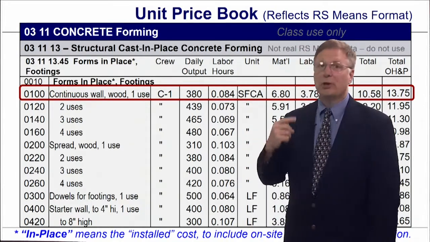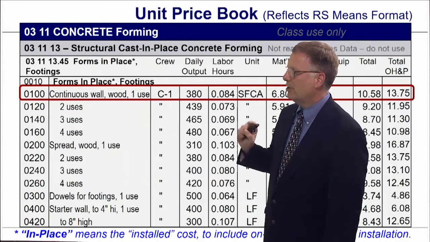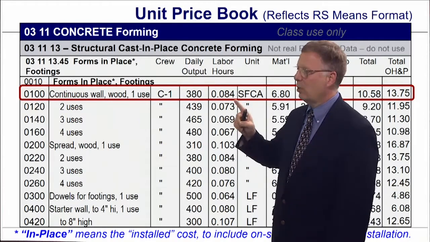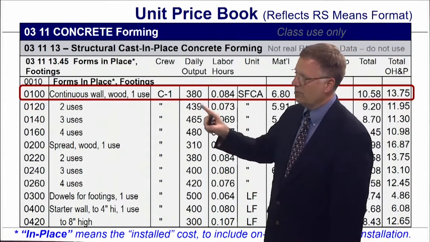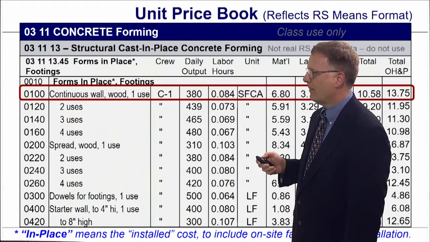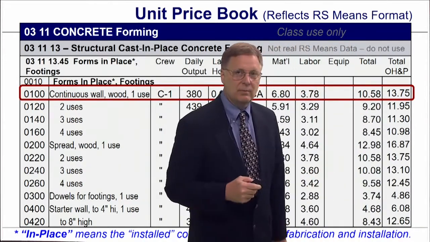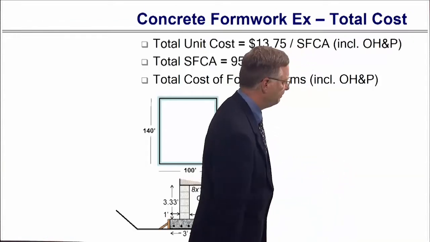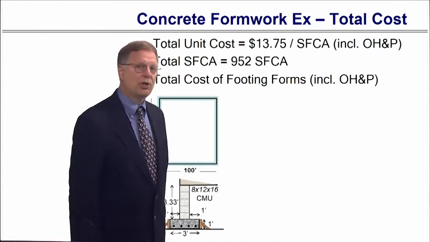That also has a production rate of 0.084, that is, 1 hour of your crew per 0.084 square feet, which tells me the number of people on that crew that came up with that time. Now, for my price, I'm going to use the total column for the majority of the course. So I'm going to use $13.75. My total cost is $13.75 per square foot contact area.